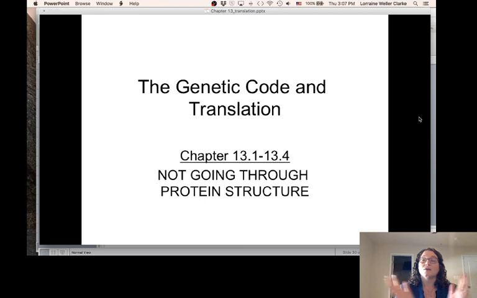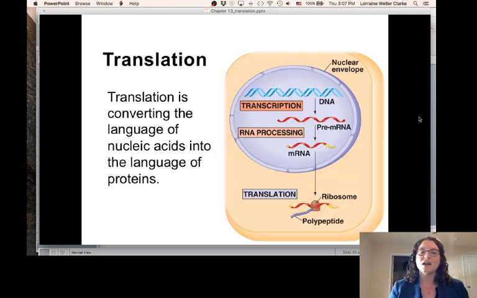I'm going through 13.1 through 13.4, just basic genetic code and translation. We are not going through protein structure. That's too much. We're not biochemists. If you're taking biochemistry right now, that's fine, but I get exhausted by this. So we're not going to go through a lot right now. But the basics of translation is the last part here.